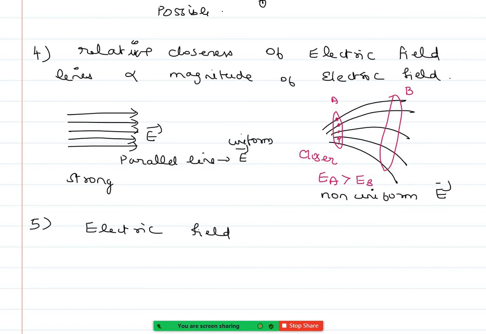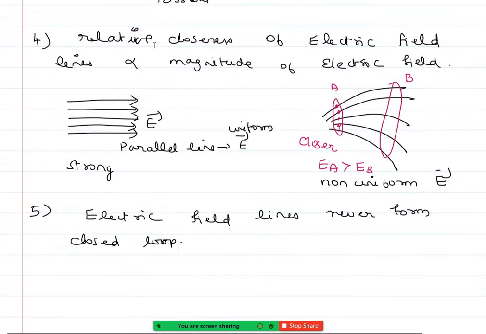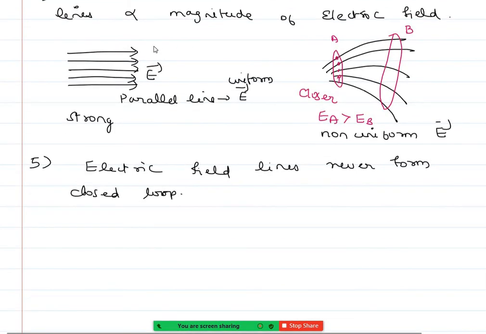Don't use lines of force, okay? It is a misleading term. Don't use that. Always mention electric field lines. Electric field lines never form closed loops. Magnetic lines of force never form closed loops, you have learned, right? But here, electric field lines never form closed loops. The reason behind this is that it is a conservative force.